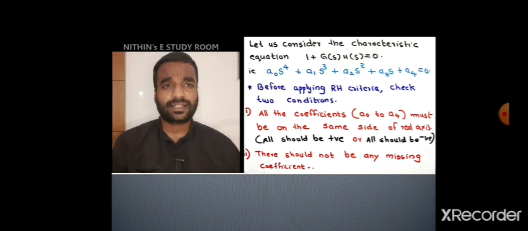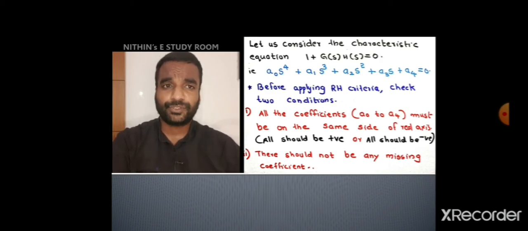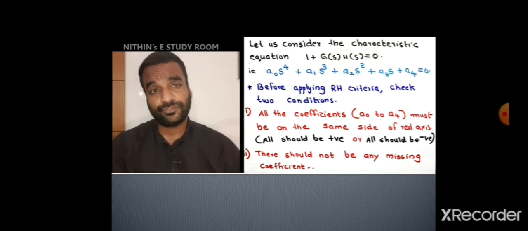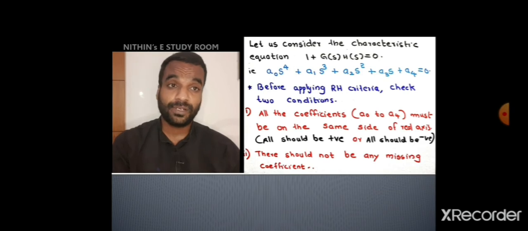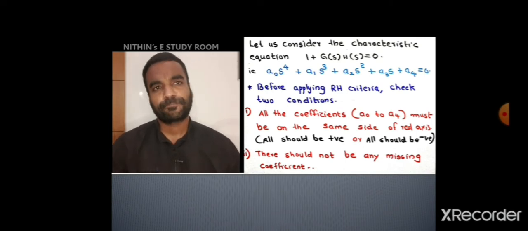Anyhow, the characteristic equation is a0 into s raised to 4 plus a1 into s cube. It is a fourth order transfer function and I don't know the coefficients, so I am taking arbitrary values a0, a1, a2, a3, a4. So a0 s^4 plus a1 s^3 plus a2 s^2 plus a3 s plus a4 is equal to 0. That is the characteristic equation. And I am going to apply the RH stability criteria on this characteristic equation.